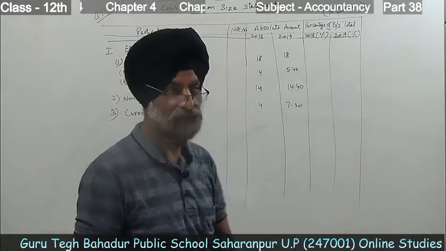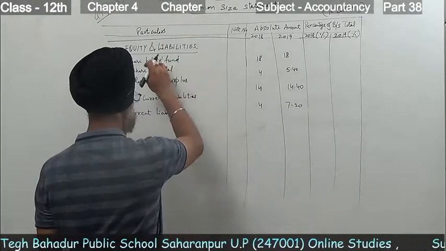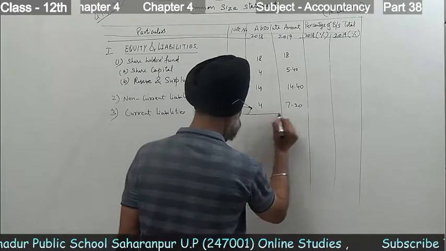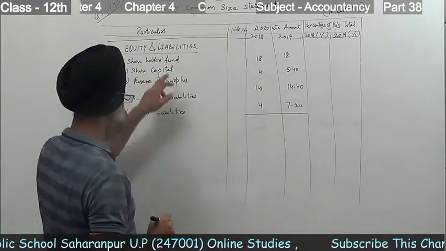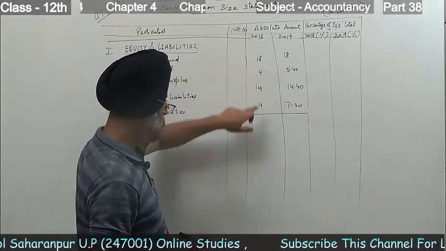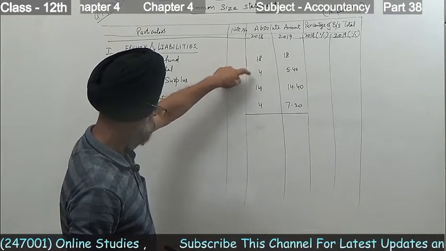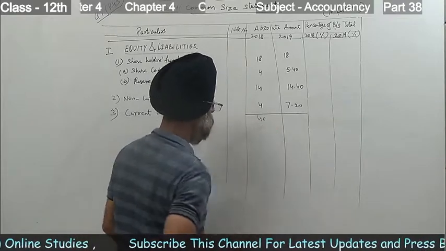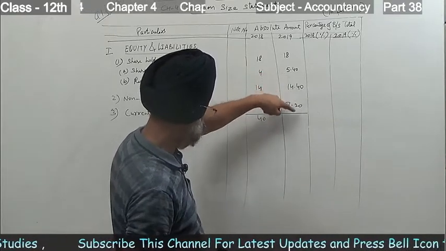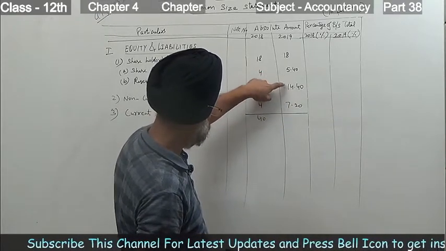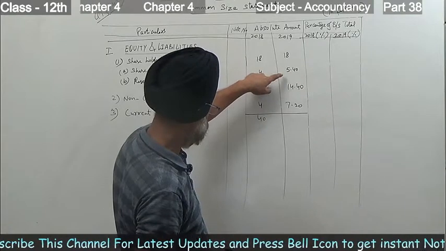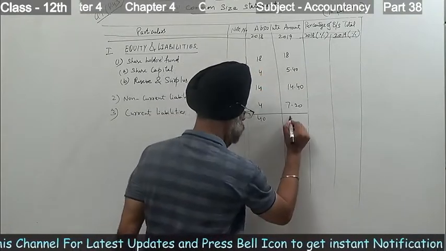Make the total of both the years of equity and liability side. The total of equity liability side of 2018 is 40 lakh. In this side it is 45 lakh.